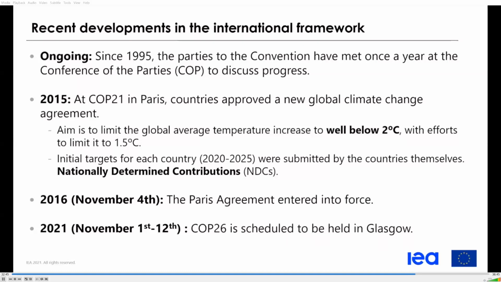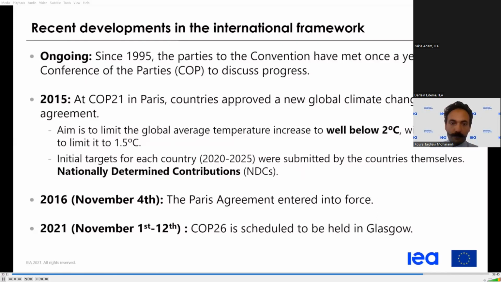At the 21st Conference of the Parties, or COP21, in Paris, countries approved a new global climate change agreement, the famous Paris Agreement. The aim is to limit the global average temperature increase to well below 2 degrees C, with efforts to limit this further to 1.5 degrees C. The Paris Agreement was adopted in 2015 and came into force in 2016, with 187 countries ratifying it. In COP26, which is planned to be held in November this year, countries are expected to communicate or update their national climate targets.